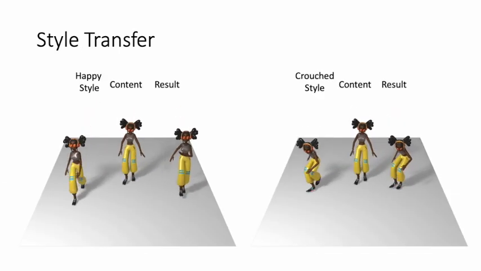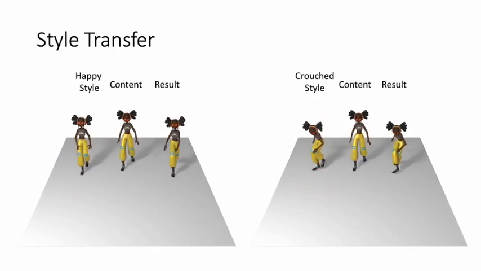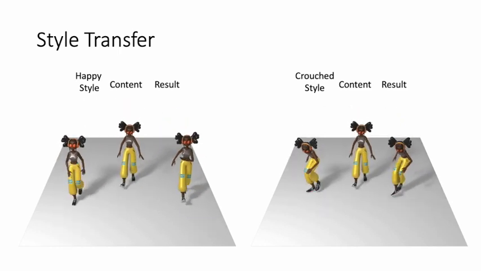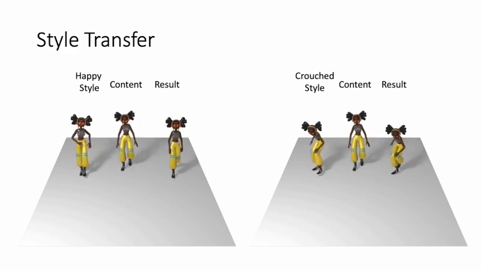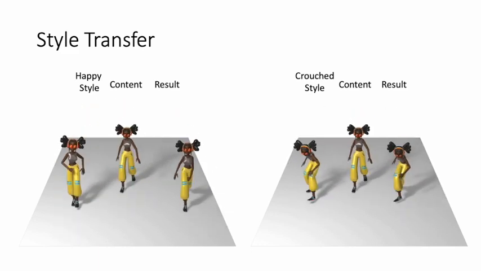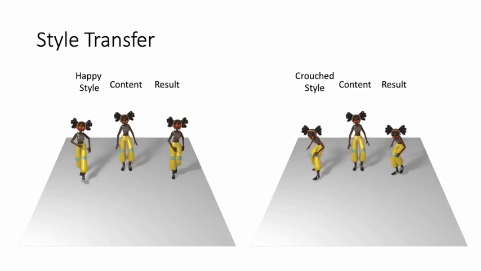In the demonstrated style transfer setting, the style of one motion is learned and applied to the content of another. Note how the feet are synced between the content and resulting sequences.